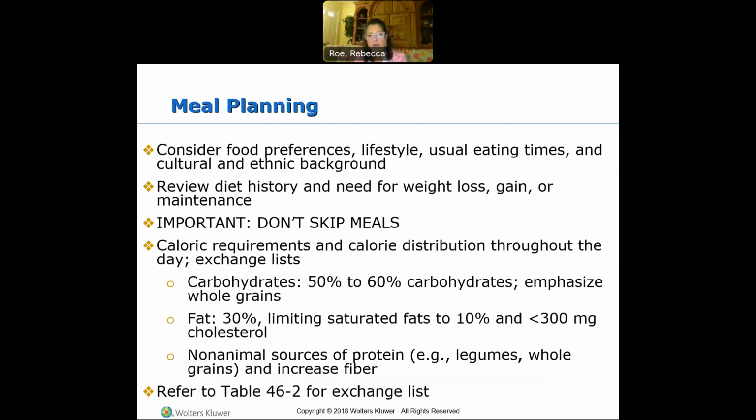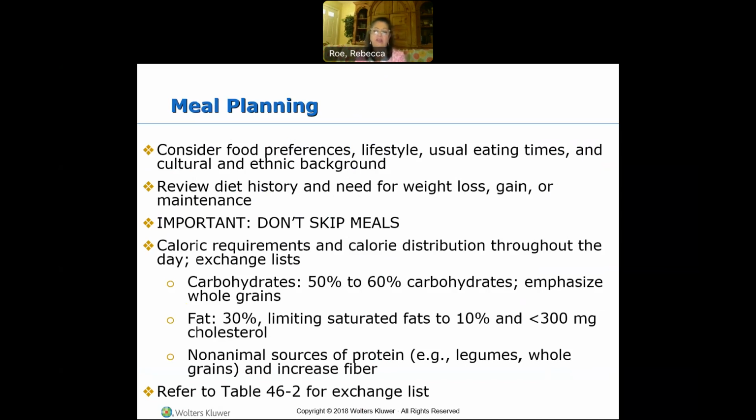The key thing about trying to do weight loss or to not be singled out as a diabetic is don't skip meals, because that just puts you in harm's way. So diabetics need to eat regularly and mainly at the same time or usual eating times during the day. It's very important, especially if they're taking insulin. Caloric requirements and calorie distribution, exchange lists, those kinds of things help a lot.